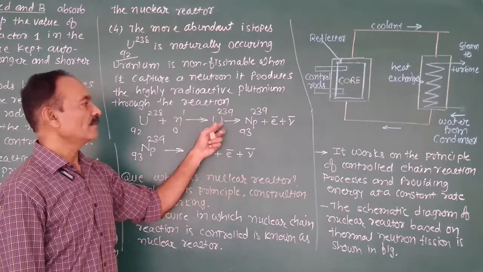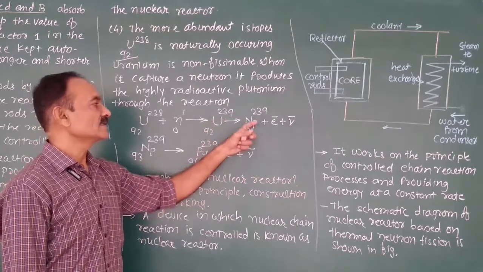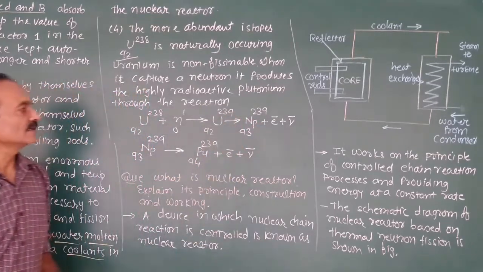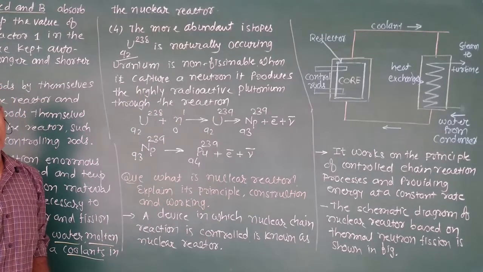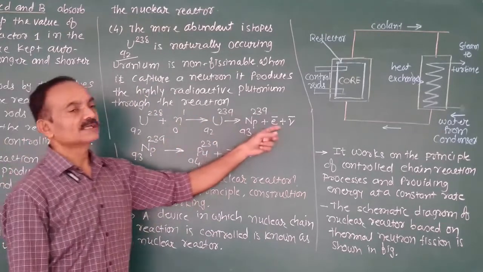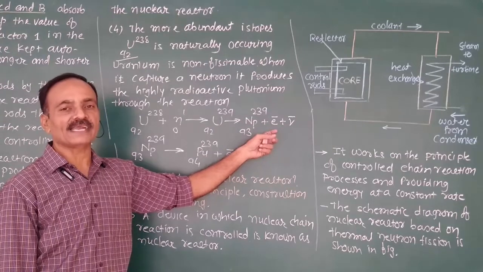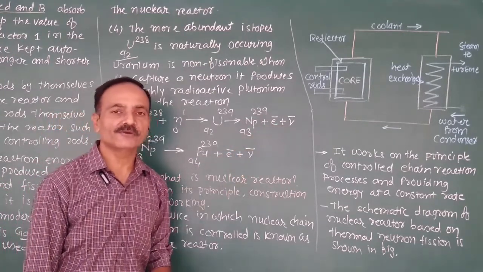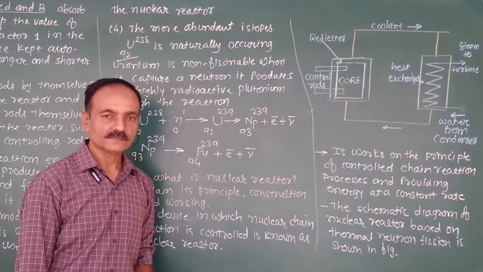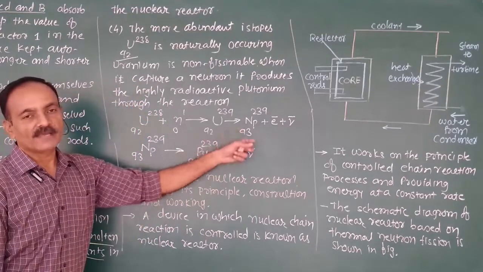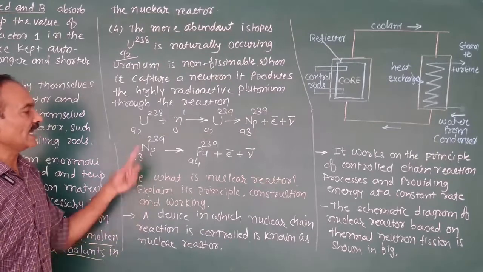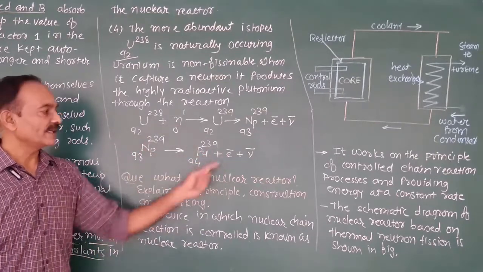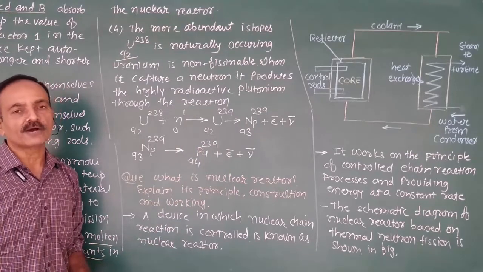So here, from the unstable uranium nuclei, neptunium-93-239 is produced. And also an electron, that means a beta-negative particle, and an anti-neutrino are produced. Now this neptunium is itself radioactive. It converts into plutonium, and again an electron and an anti-neutrino are produced.